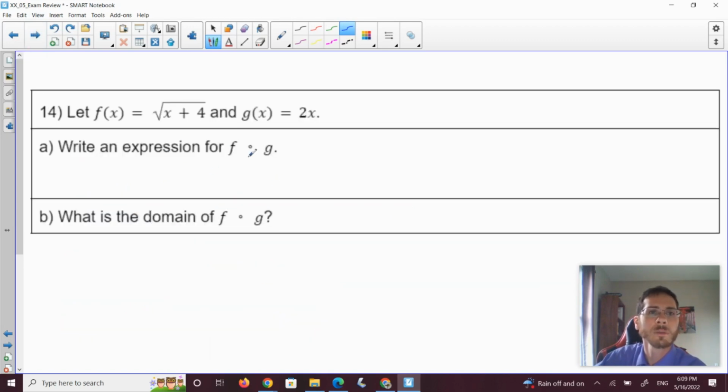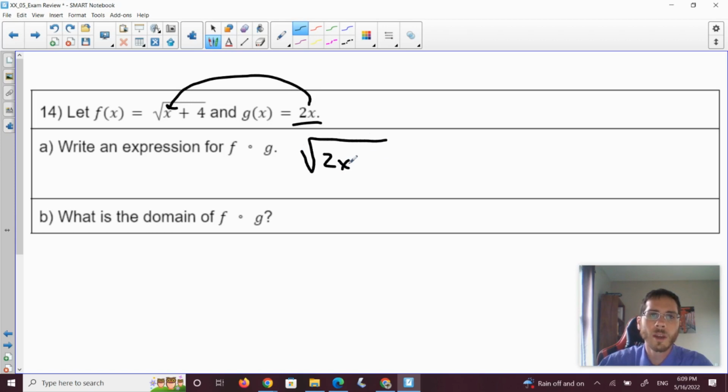For 14, we need to find an expression for f composed with g. So if we do f of g, that means we're going to take g and plug g in for the x. So my expression is just going to be the square root of 2x plus 4. And that's it. We're kind of done right there. That's all there is to it.